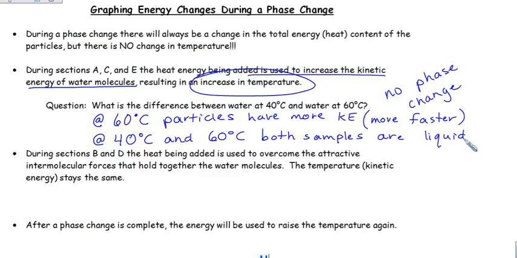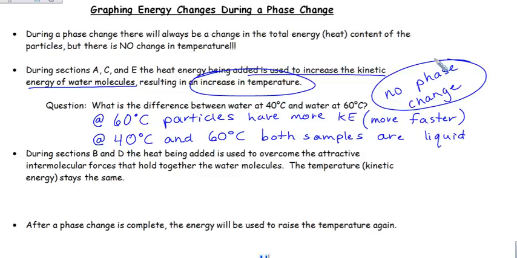So if I were to increase the temperature, I would not do a phase change. No phase change. We are just increasing the kinetic energy of the particles. We're making them move faster. No phase change. Okay, so anytime you see the temperature change, you are changing the kinetic energy of the particles.